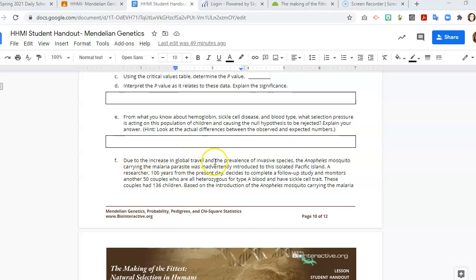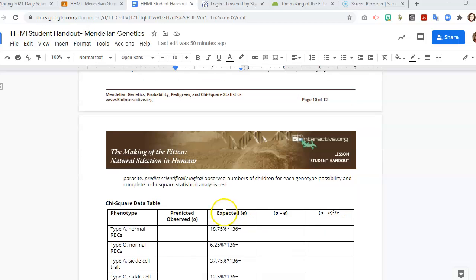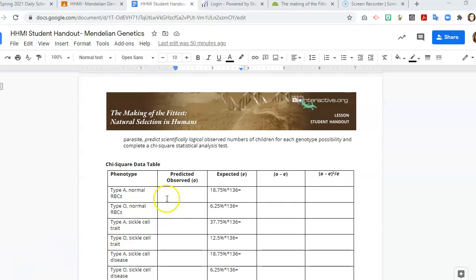Due to the increase in global travel and the prevalence of invasive species, the Anopheles mosquito carrying the malaria parasite was inadvertently introduced to this isolated Pacific island. A researcher, 100 years from the present day, decides to complete a follow-up study and monitors another 50 couples who are heterozygous for type A blood and have the sickle cell trait. These couples had 136 children. Based on the introduction of the Anopheles mosquito carrying the malaria parasite, predict scientifically logical observed numbers for children for each genotype possibility, and complete a chi-square statistical analysis test.